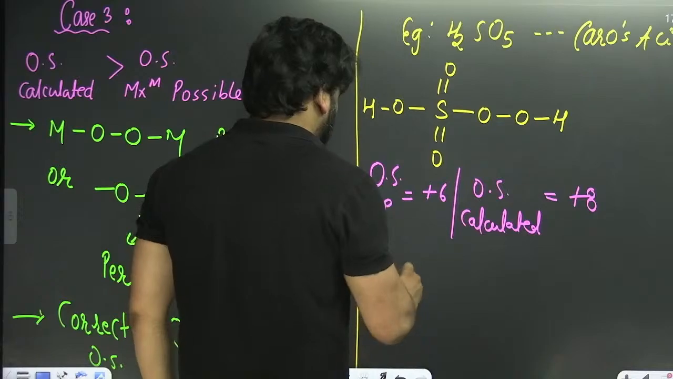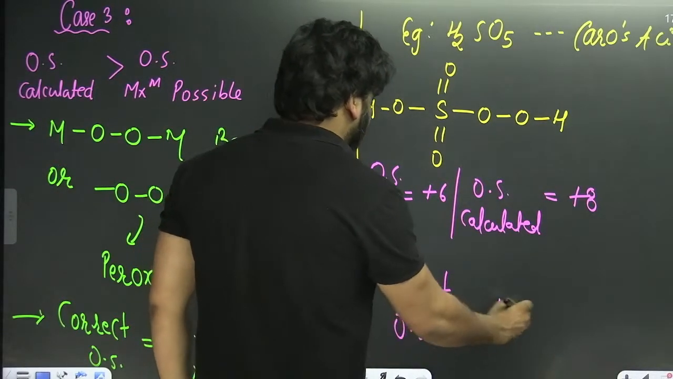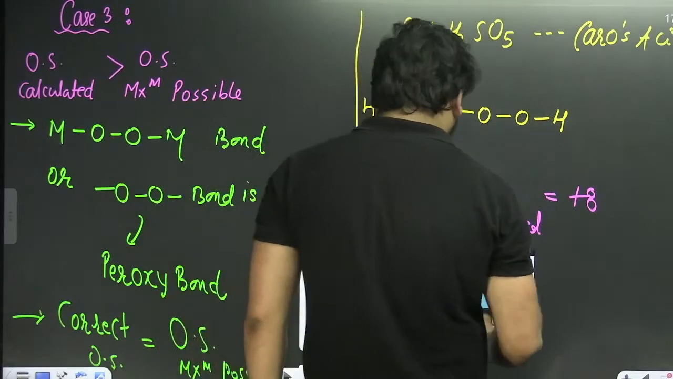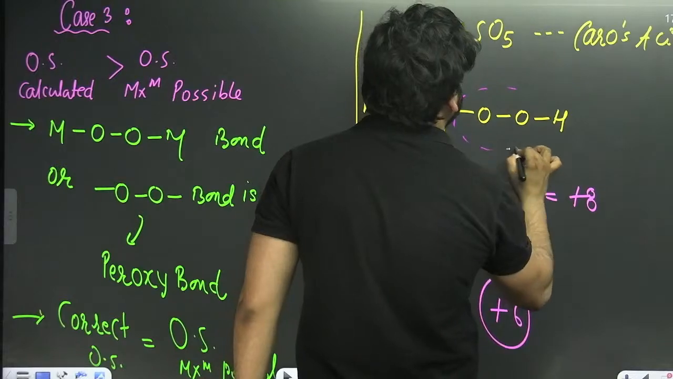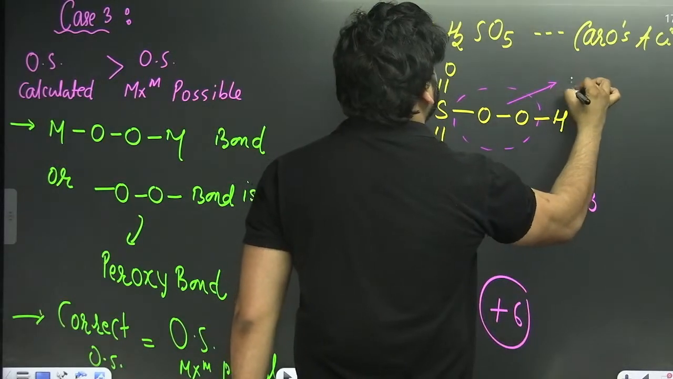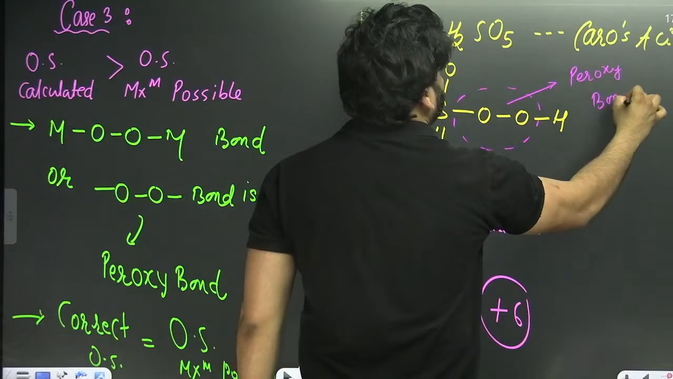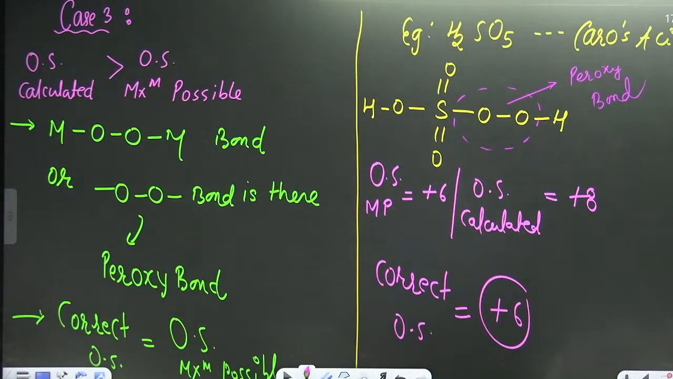So the correct oxidation state will be positive 6. And this is the bond we were talking about. This is actually the peroxy bond that we were talking about. This is definitely your peroxy bond. All set, all right.